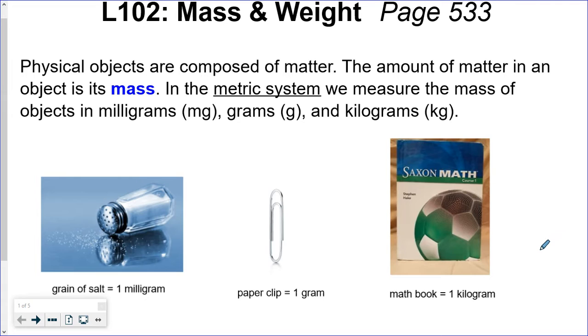And then when we deal with kilograms, a kilogram is about the weight of a textbook. In your case, you have a Saxon Math book right in front of you. Usually the weight of a typical textbook is going to be about 1 kilogram. So you're noticing that there's a difference going from milligrams to grams to kilograms.